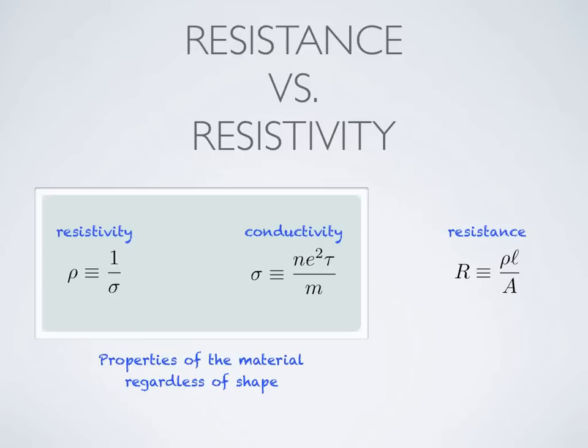Resistance depends on the shape. It is because I have a wire of a certain length in a certain area, or whatever shape it may be, a rectangular tube or whatever. So resistance is what an object will have, where resistivity is what the material that makes that object has. It's a subtle distinction, but it's something I really want you to be aware of.